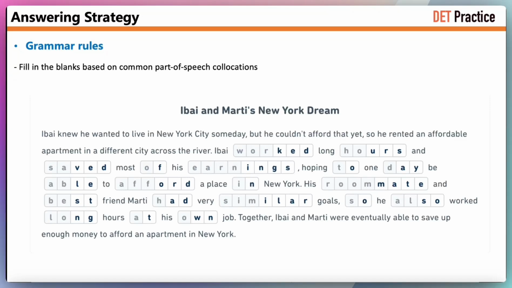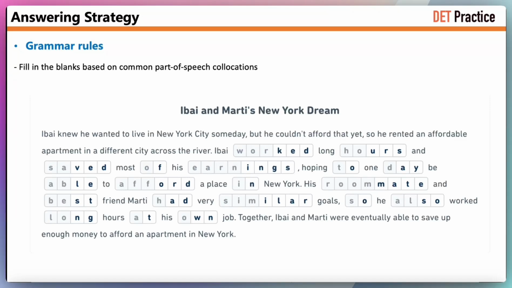Note that the entire passage is in past tense. Before goals should be similar, as their goals were alike. Then we have so, and also. Before hours is long, which we've seen before. Before his should be the preposition at, followed by own.